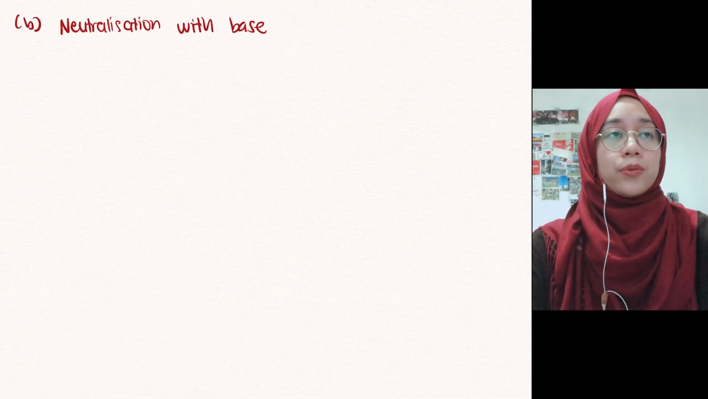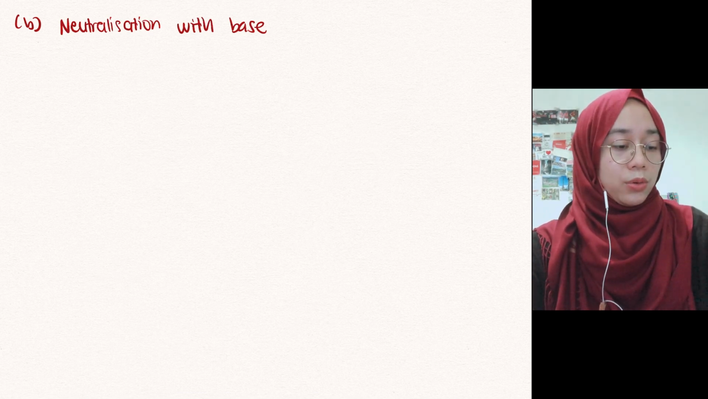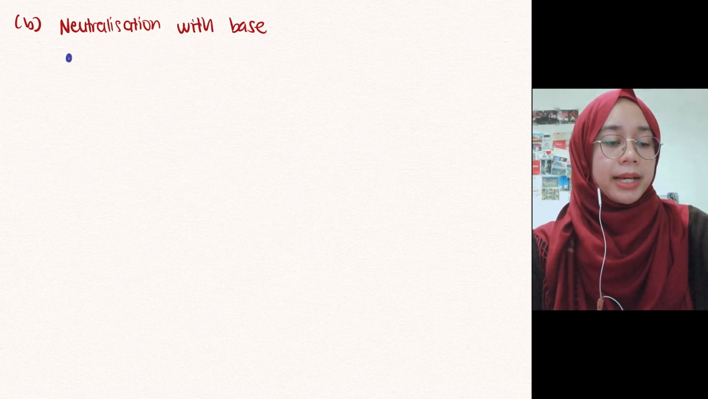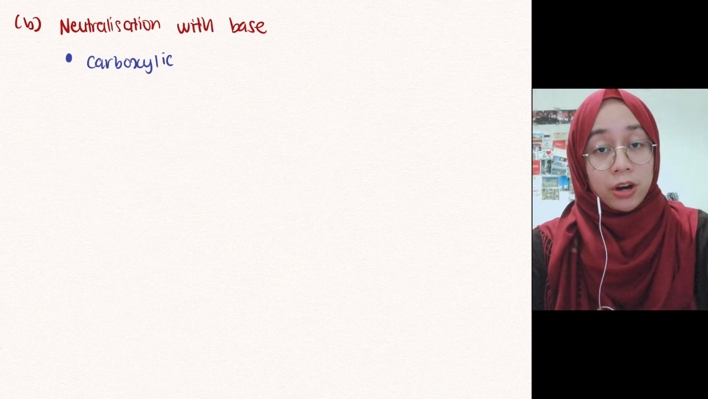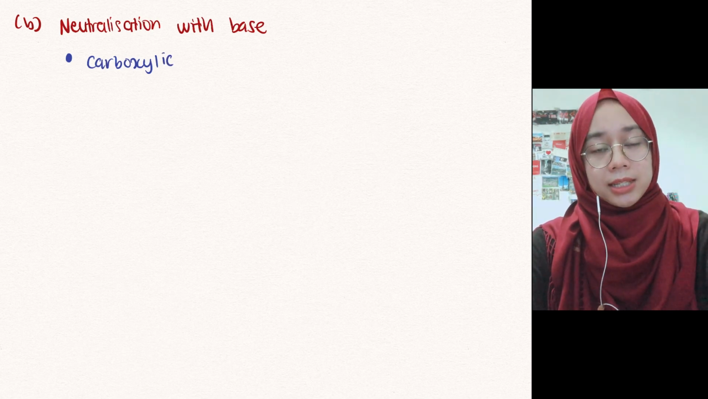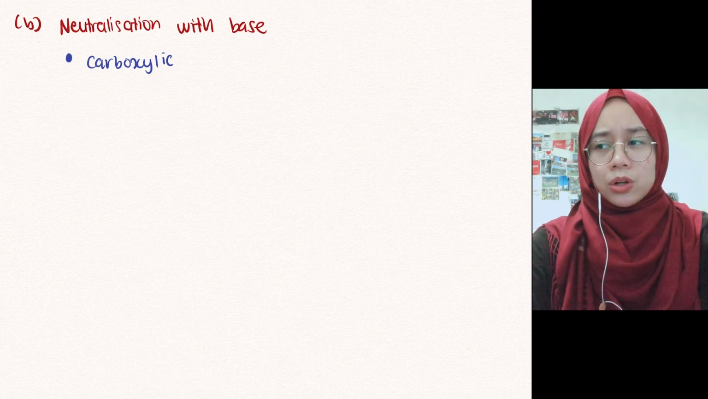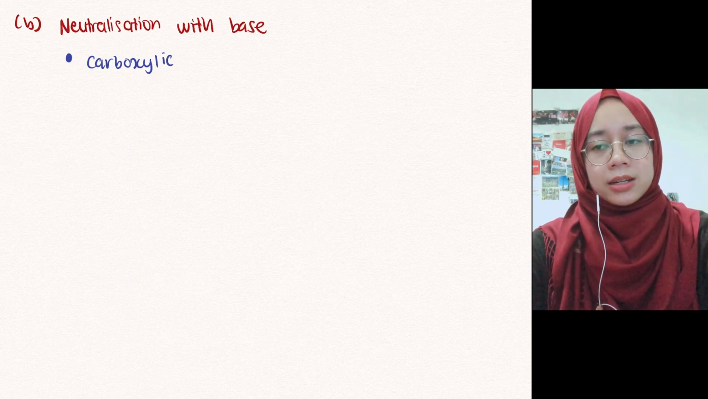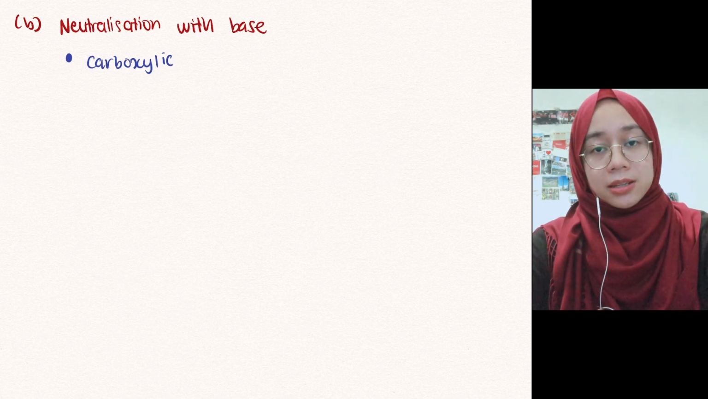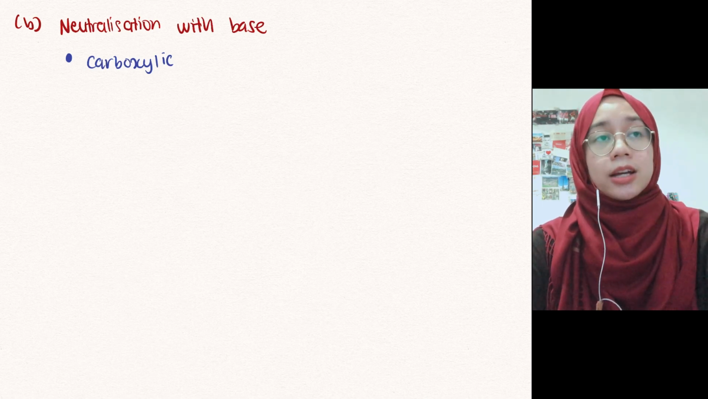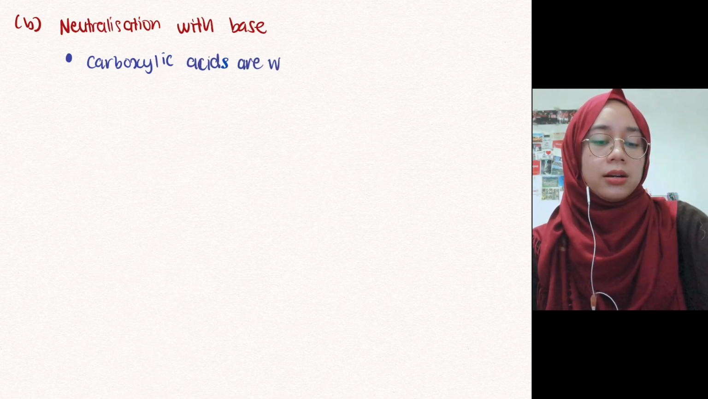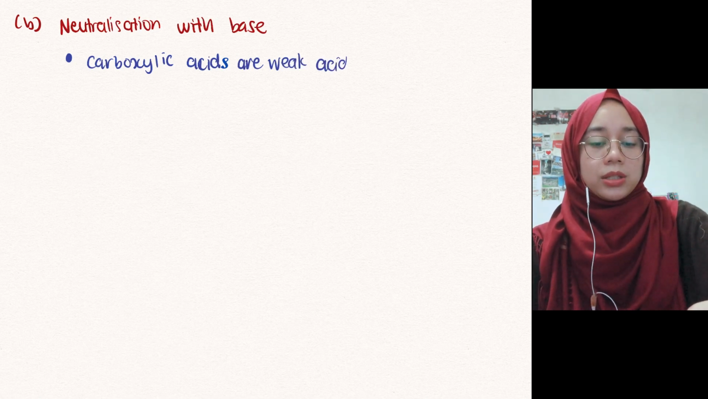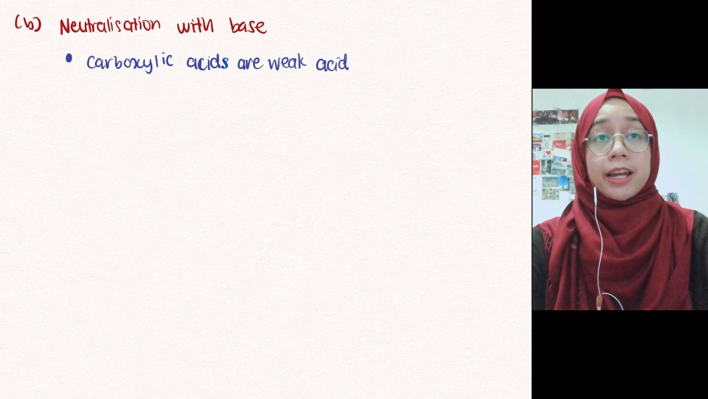Okay, so neutralization with base. So one thing that you need to know about carboxylic acid is a weak acid. Okay, so acid ni terbahagi kepada 2 sebenarnya. Satu adalah strong acid, satu lagi adalah weak acid seperti carboxylic acid. Strong acid ni ada 7 if I'm not mistaken. So other than the 7 strong acid, the rest semua considered as weak acid, termasuklah carboxylic acid. So still kalau dia acid, meaning dia boleh juga react dengan a base lah.